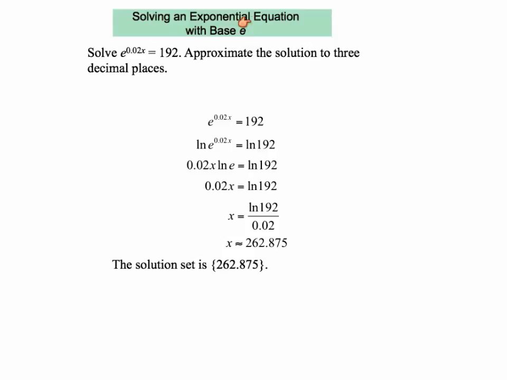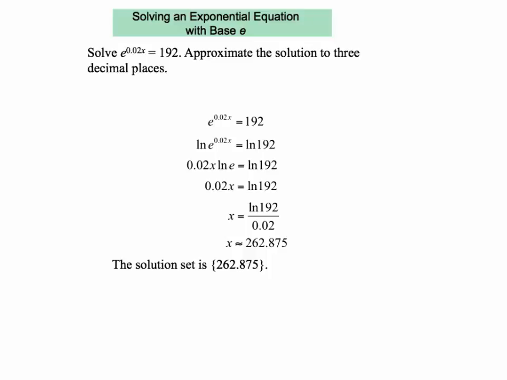Solve an exponential equation with base e. We have to solve e to the power of 0.02x is equal to 192. Approximate the solution to 3 decimal places. In this case, to solve for x, you have to take the natural log of both sides, ln of both sides. If I do that, I can use the property that I learned.